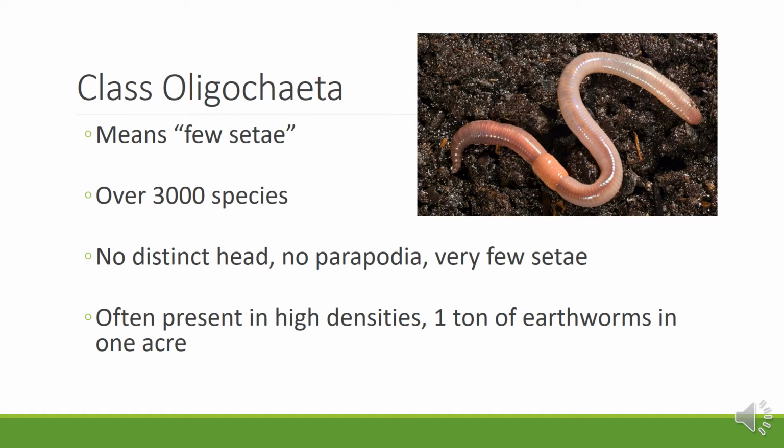So, our next class, Oligochaeta. These are few setae. These are your earthworms and other similar species. There's over 3,000 species. They have no distinct head, no parapodia, and very few setae. They're often present in high density, meaning there's 1 ton of earthworms in 1 acre of land that has earthworms in it. That's a lot of earthworms. That's 2,000 pounds of earthworms in 1 acre.